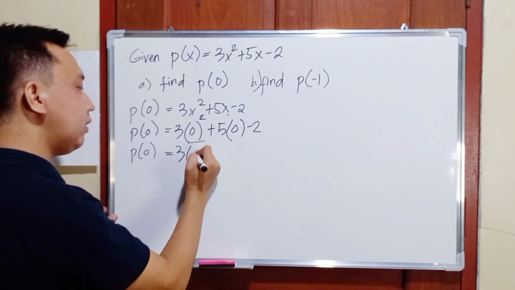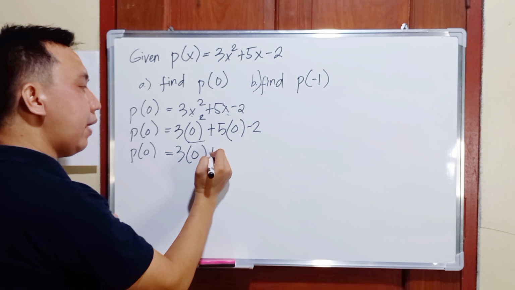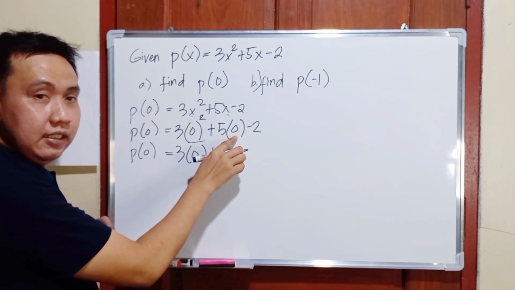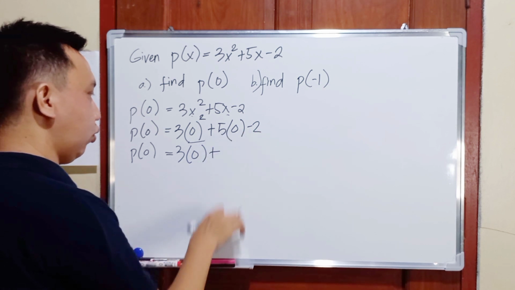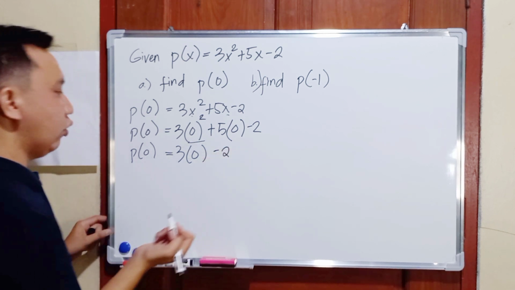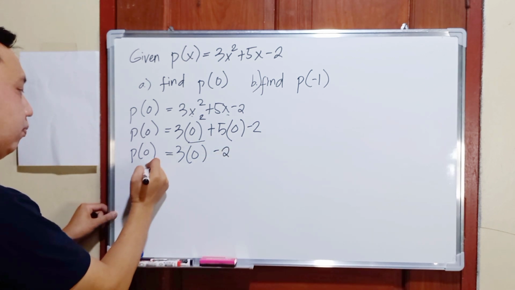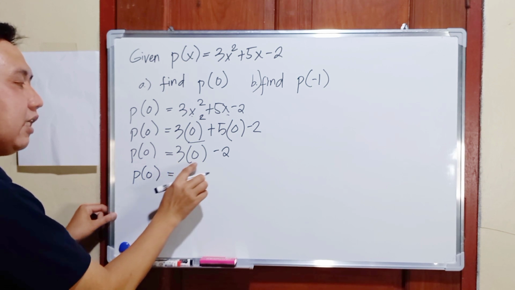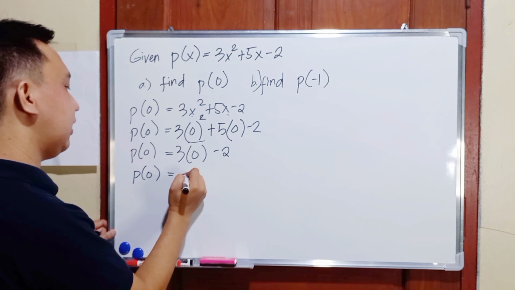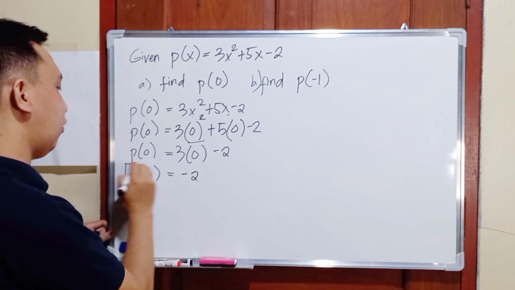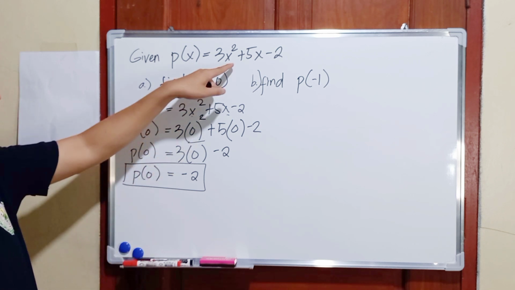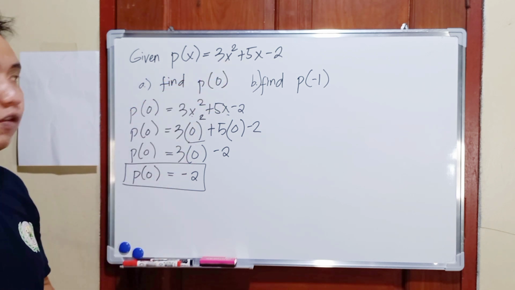So, 3 times 0 plus 5 times 0, that is 0 minus 2. So, ang matitira dyan, minus 2. So, simplify again. P of 0 is equal to 3 times 0, 0 minus 2, that is negative 2. So, this is our answer. So, P of 0 given this equation is negative 2.